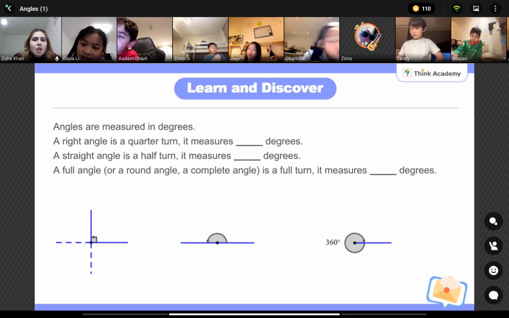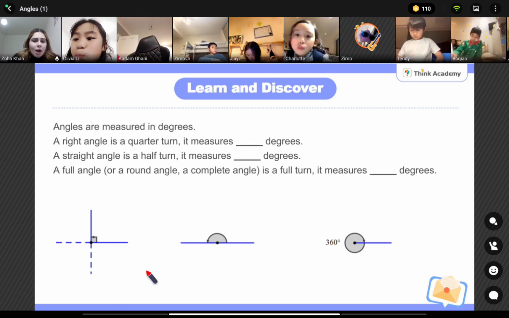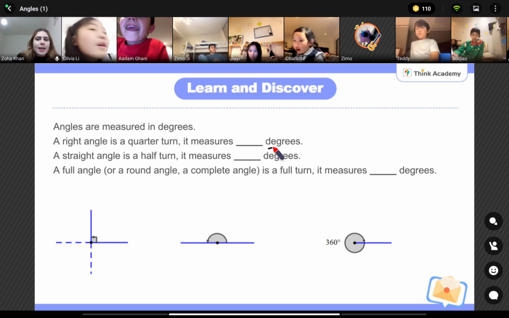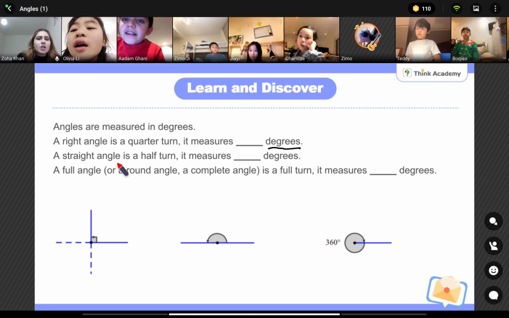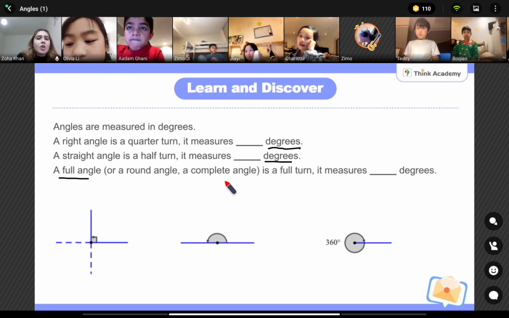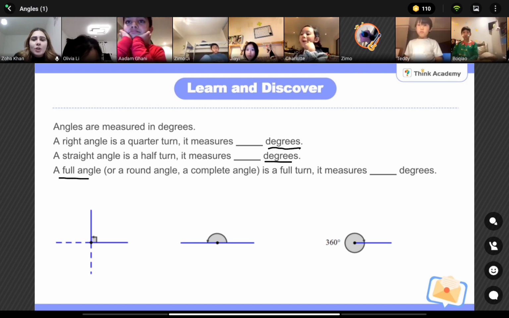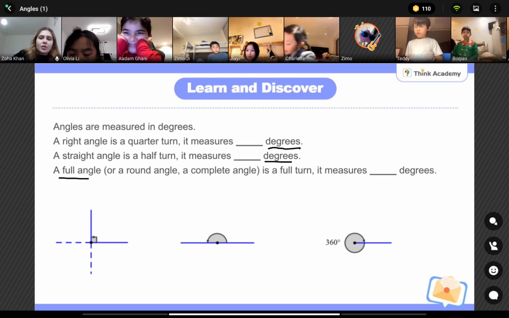Okay. So everyone, now I would like you to have a go at this. I'm going to send you all graffiti boards. So a right angle is a quarter turn. How many degrees is it? A straight angle is half a turn. How many degrees is it? A full angle or a round angle is a full turn. How many degrees is it? And you're going to earn 20 coins if you're able to put it correctly, okay? And I'm going to give you 1 minute for this, please.